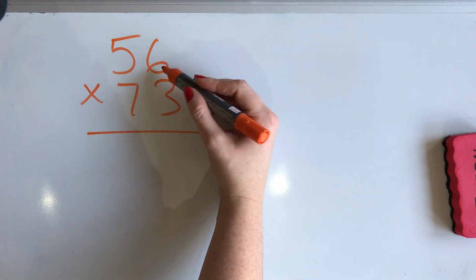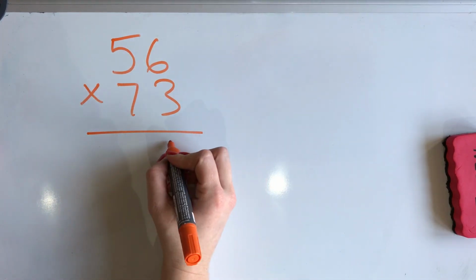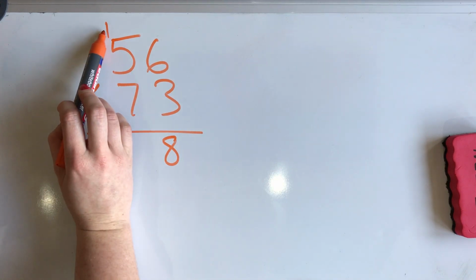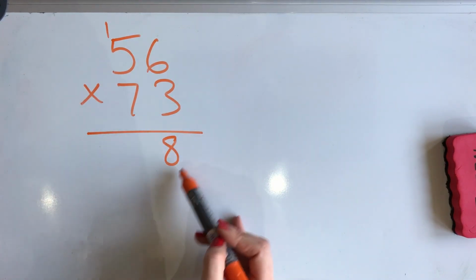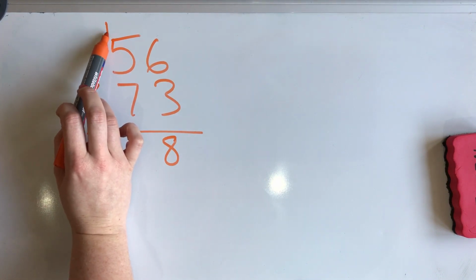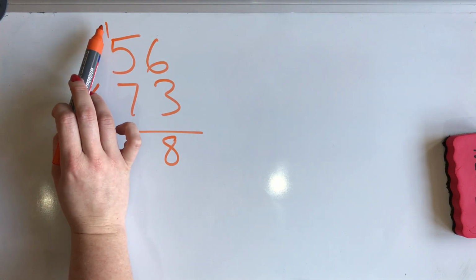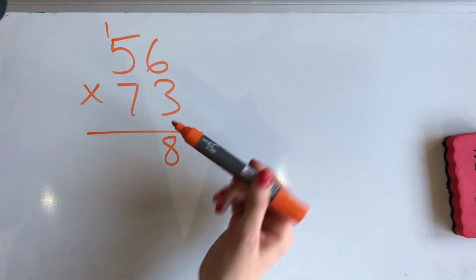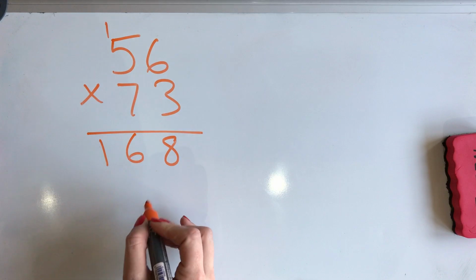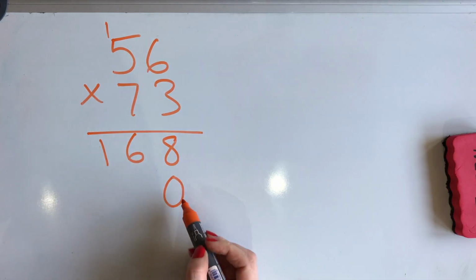So I've got 3 ones multiplied by 6 ones, which will give me 18 ones. So I put that 1 up there because it's 18 ones, so I have 8 in my ones column, but then we can exchange 10 of those ones for a 10. Okay, so that's why I've put it now into my tens column. So 3 multiplied by 5 will give me 16 tens. Then I put my 0 in.